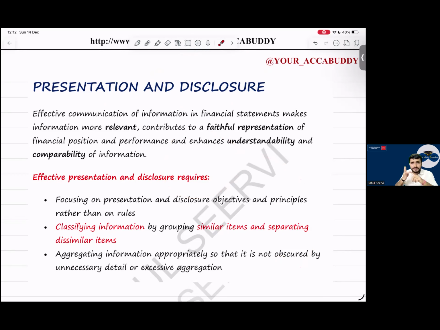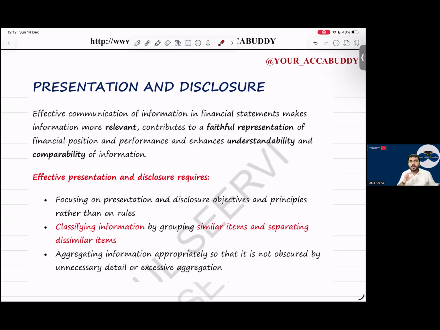The recognition part. An element is recognized if it provides useful and relevant information. Useful information means relevant and faithful. If uncertainty is there, if the probability is low that we need to pay, then there is no need to recognize. If measurement uncertainty is high, and we are not able to measure the value, then also we will not recognize. And for measurement basis, it is based on the characteristics or the way the future cash flows arise.